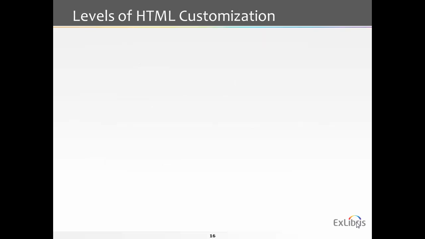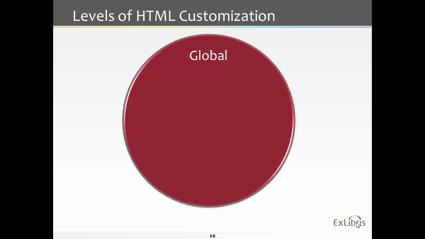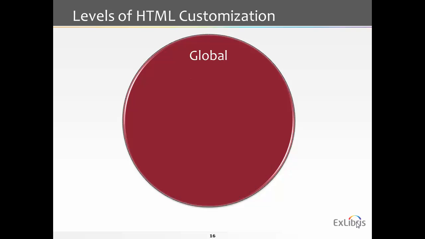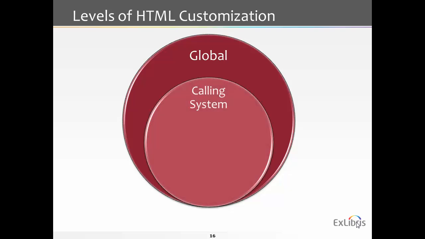Now we'll speak briefly about customization. PDS has different HTML files. These HTML files are displayed to the user or used for redirections. If we have different institutes on the server, we can use different HTML files for each institute. So first we have the global HTML files, which are the default ones. We can configure HTML file by calling system, which means by the application that requests the information.